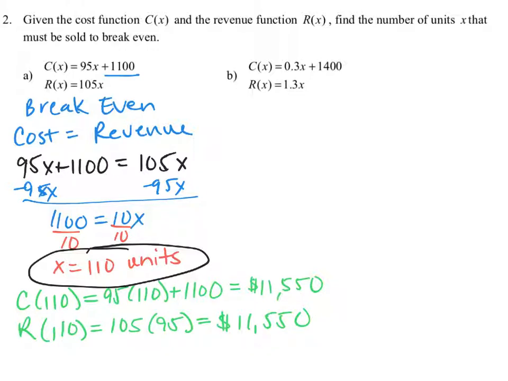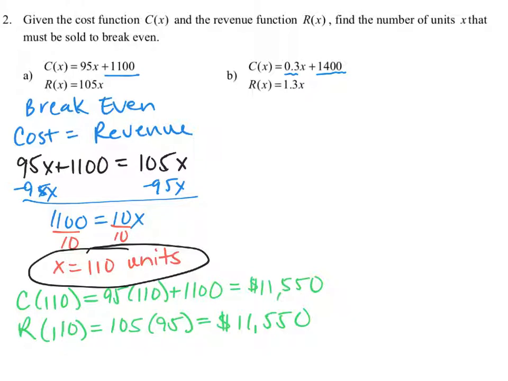The cost of producing x items for the second example is 0.3x plus 1400. That 1400 is considered the fixed cost. That's going to be included no matter how many units are produced. So our cost is 0.3x plus $1,400. And the revenue is 1.3x. So each item x sold is sold for, say, $1.30, and then the variable cost is the 0.3.